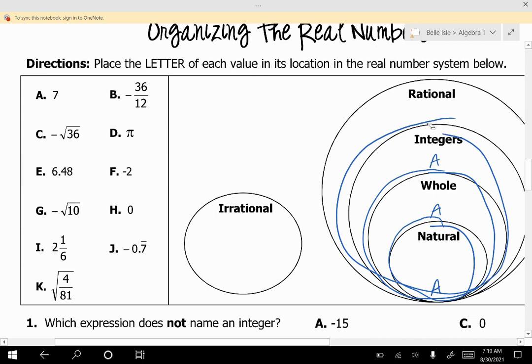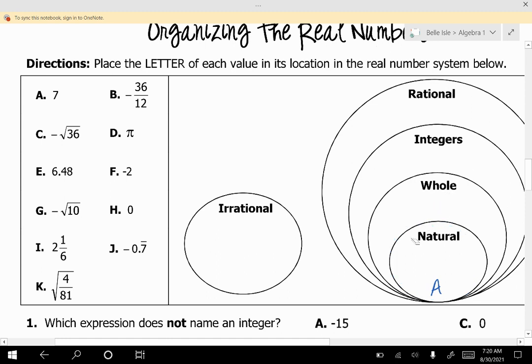So you don't need to list it in rational, don't need to list it in integer, don't need to list it in whole, just in natural, because if it's natural, it's a whole number. If it's a whole number, it's an integer. If it's an integer, it's a rational number. Okay? So for the first one, letter A, 7, that's going to be a natural number.